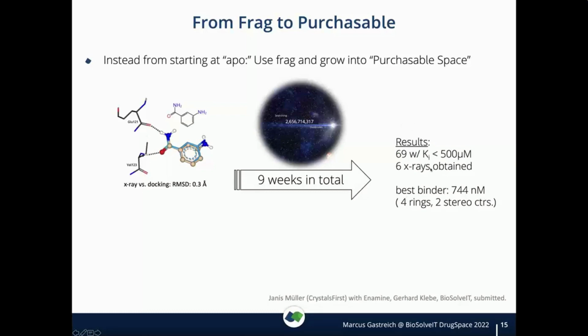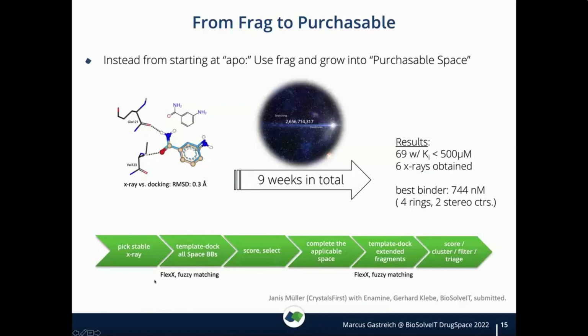So here's that story. We yielded a best binder with 744 nanomolar inhibition that exhibits 4 rings and 2 stereocenters, and the results also encompassed almost 70 compounds that exhibited a Ki value of 500 or better. 6 X-rays could be obtained very swiftly. In total, only 9 weeks were needed to go from this scenario to that scenario. And we didn't only work on this one fragment, but we exploited more, 4 to be exact. Here is what we did. We picked the stable X-ray, and then we did something decisive.